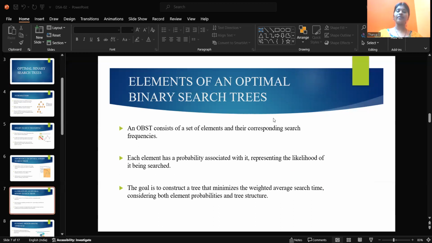The next is elements of an optimal binary search tree. The OBST consists of a set of elements and their corresponding search frequencies. Each element has a probability associated with it, representing the likelihood of it being searched. The goal is to construct a tree that minimizes the weighted average search time, considering both element probabilities and the tree structure.